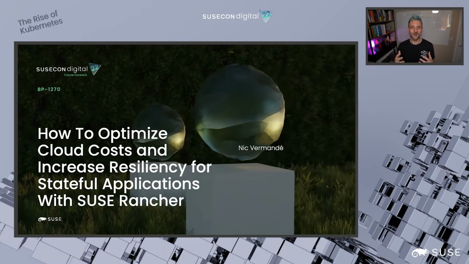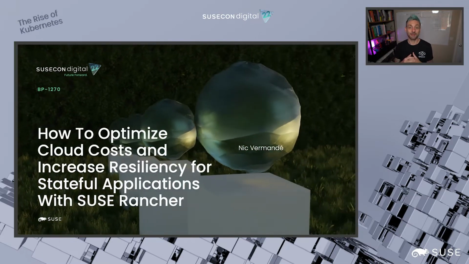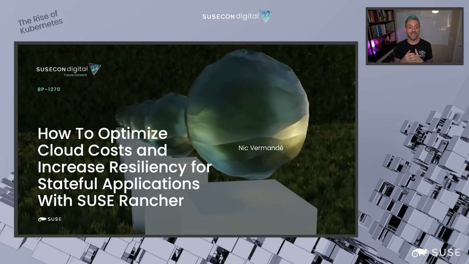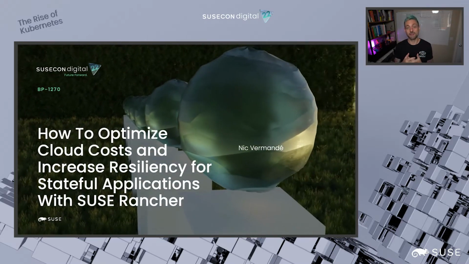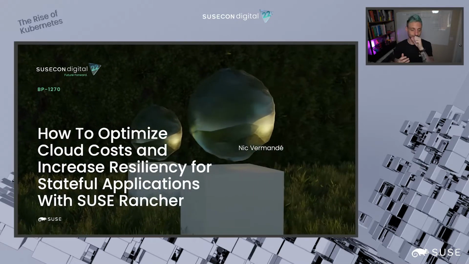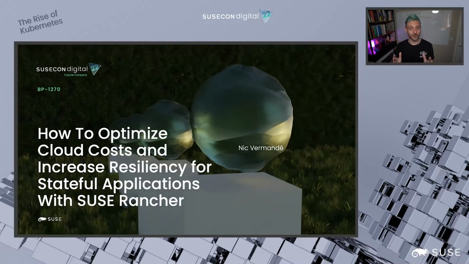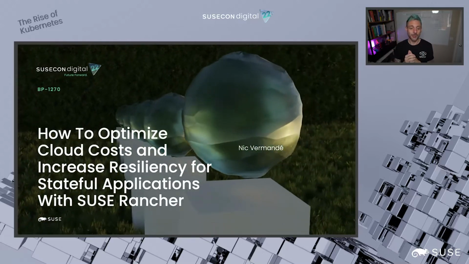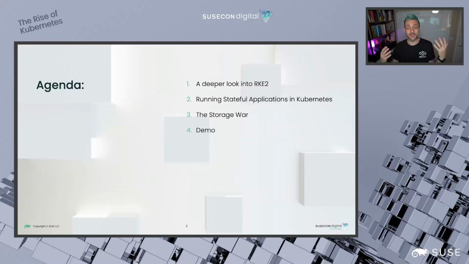Hi everyone, welcome to this session BP1270, how to optimize cloud cost and increase resiliency for stateful applications with SUSE Rancher. That was a long title, but long story short, we're going to be talking about three main topics.